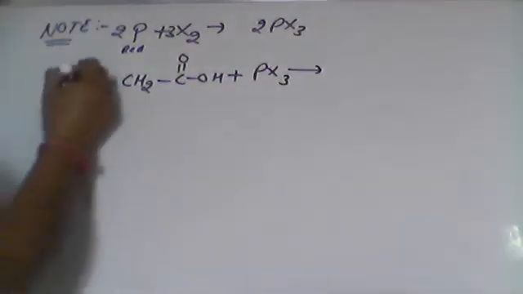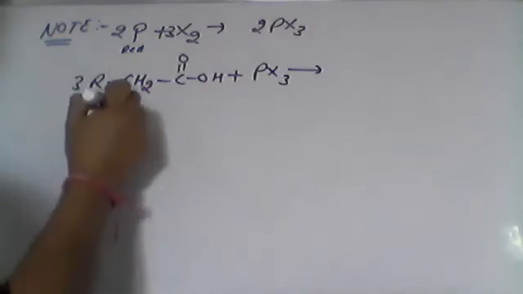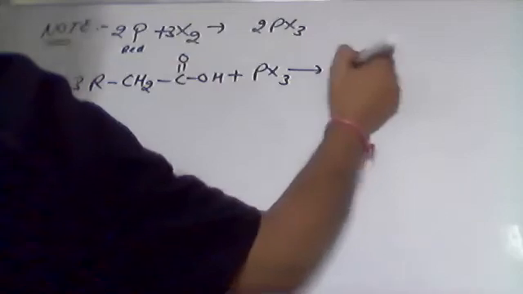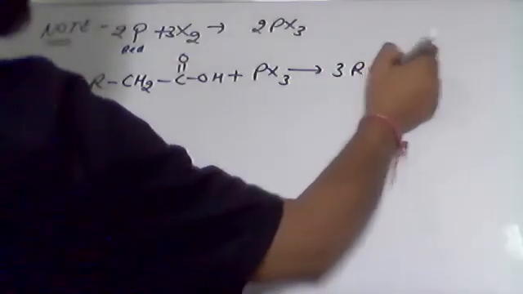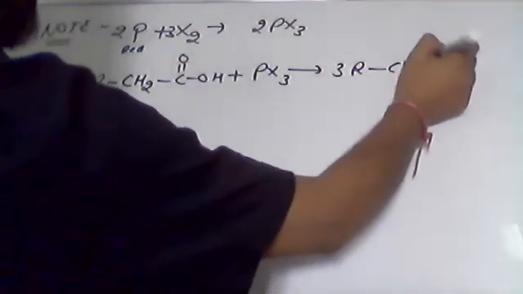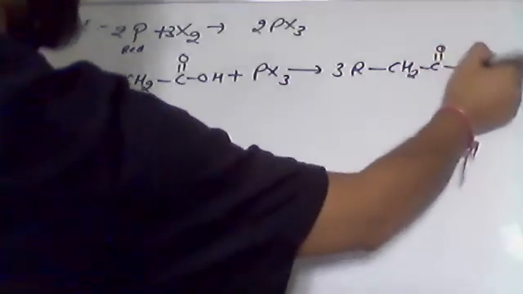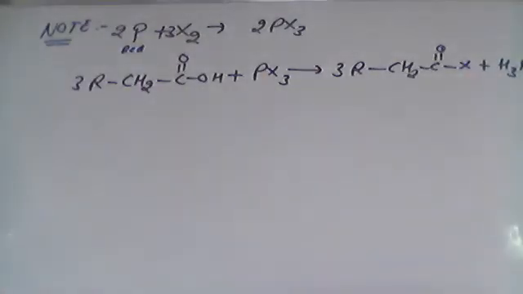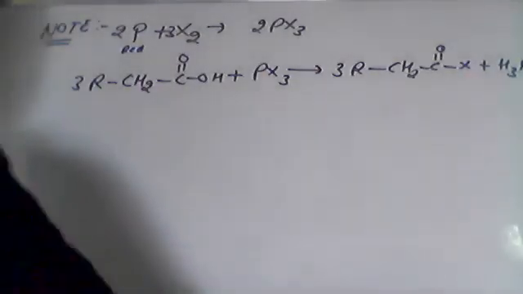So what is going to happen? I told you 3 molecules of this you are going to take. All the 3 OH will be replaced. I will get here 3 molecules of R, CH2, C double bond O, X, plus there will be formation of H3PO3.